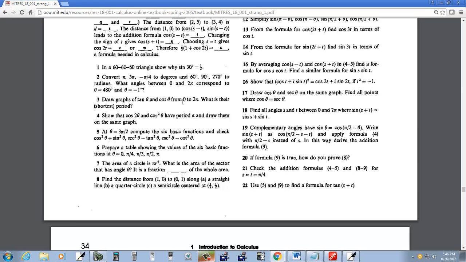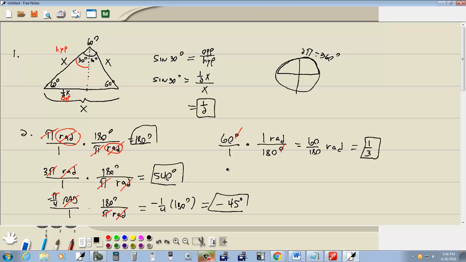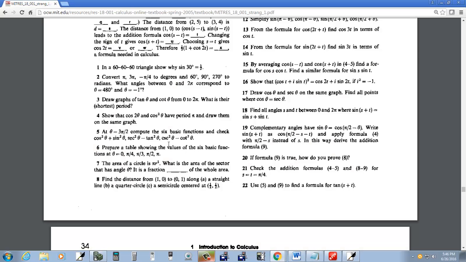One more of those. 90. You got to put over 1. And if degrees is up here, then degrees has to be down here. So I have 180 degrees equal to 1 radian. The degree symbols will cancel. And I have 90 over 180 radians, which gives us 1/2. And so on.